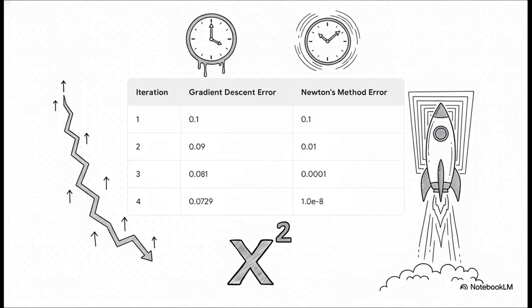And the difference in speed? Honestly, it's just staggering. Just look at this table. After 4 steps, gradient descent has barely even chipped away at the error. But Newton's method? The error basically squares itself at each step. It goes from 0.1 to 0.01 to 0.0001, and then to a number so small it's basically 0. This is called quadratic convergence, and it is unbelievably, ridiculously fast.